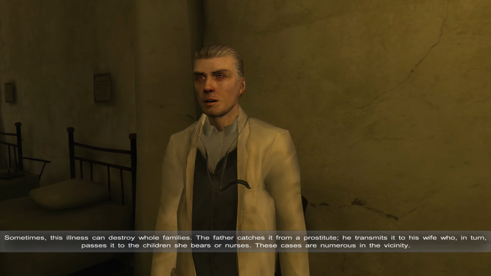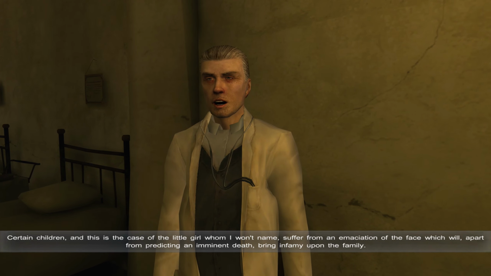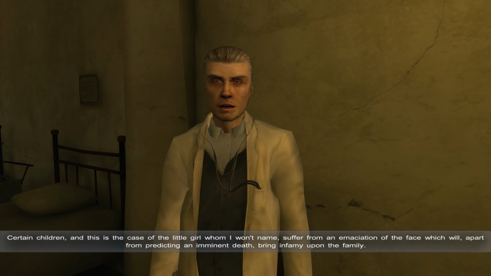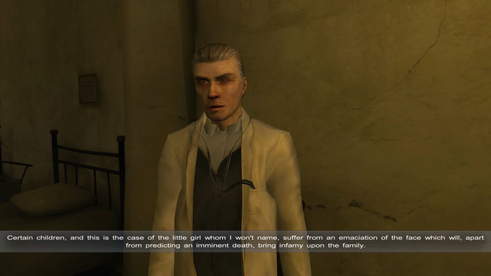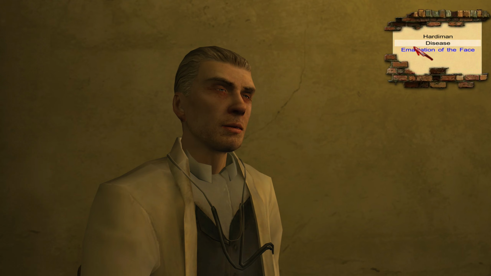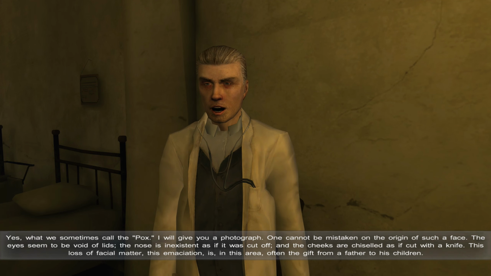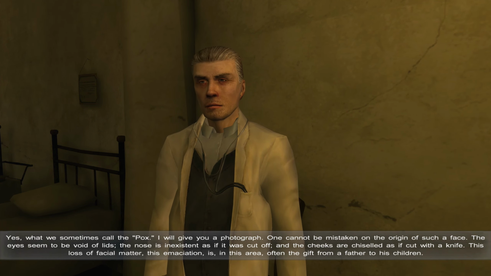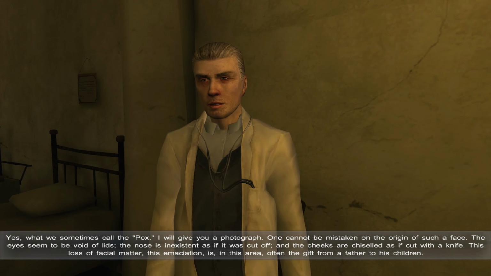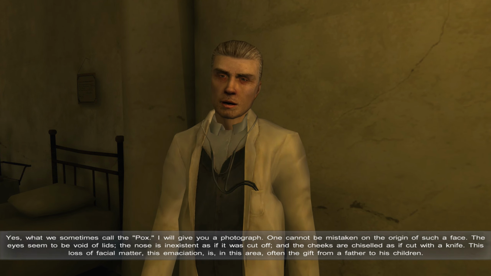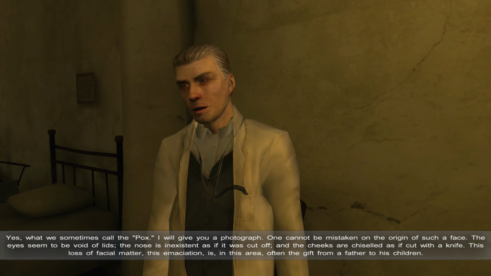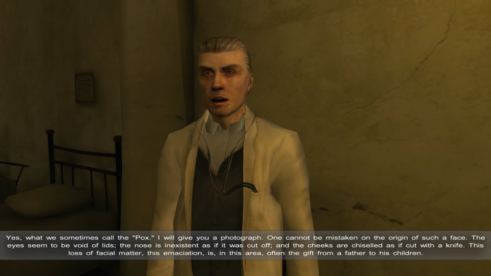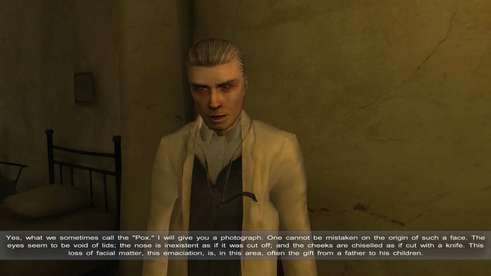These cases are numerous in the vicinity. Certain children, and this is the case of the little girl whom I won't name, suffer from an emaciation of the face which will, apart from predicting an imminent death, bring infamy upon the family. Emaciation of the face? Yes, what we sometimes call the pox. I will give you a photograph. One cannot be mistaken on the origin of such a face. The eyes seem to be void of lids. The nose is inexistent, as if it was cut off. And the cheeks are chiselled, as if cut with a knife. This loss of facial matter, this emaciation, is in this area often the gift from a father to his children.